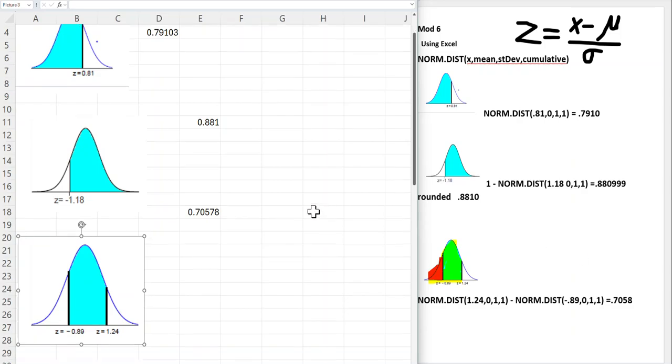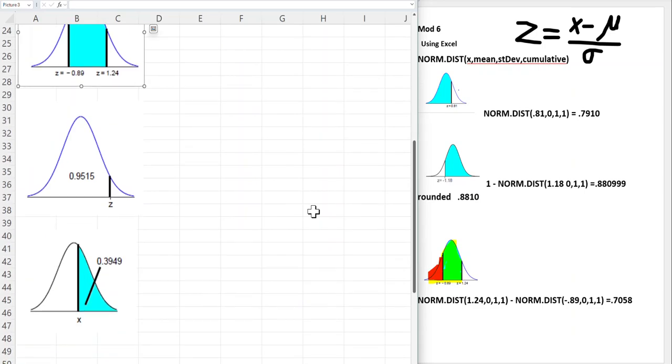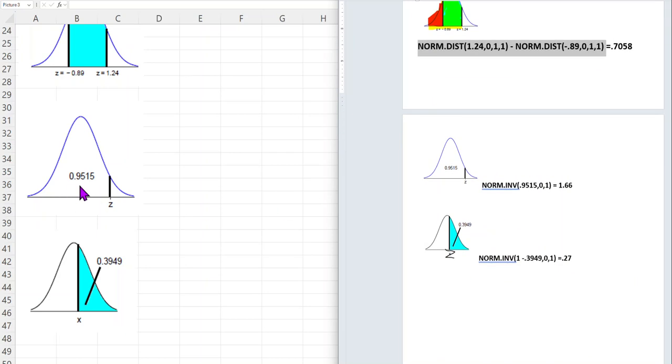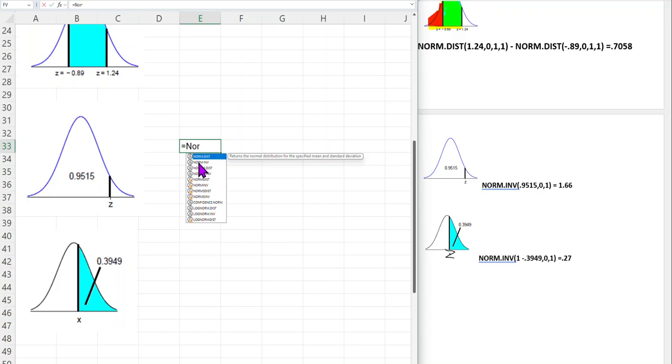Now, we also need to find what if the reverse of this problem? What if I know the area? Okay. I know the area. I know the probability. So the question becomes, if I know the probability of being less than Z is 95% or 95.15%, what Z-score, what threshold gives me that? Well, there's a formula for that. And if I go to equals and I start with my normal, and okay, the next one down is the normal inverse. In other words, it flips the problem.